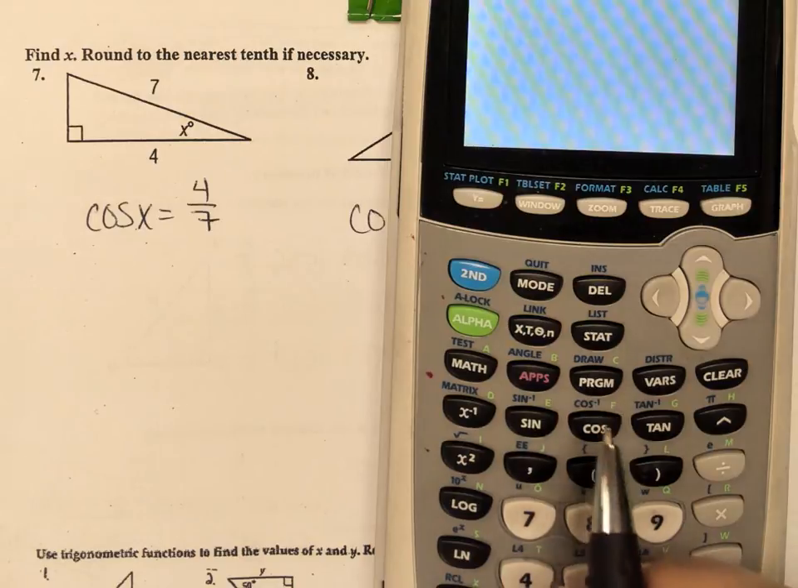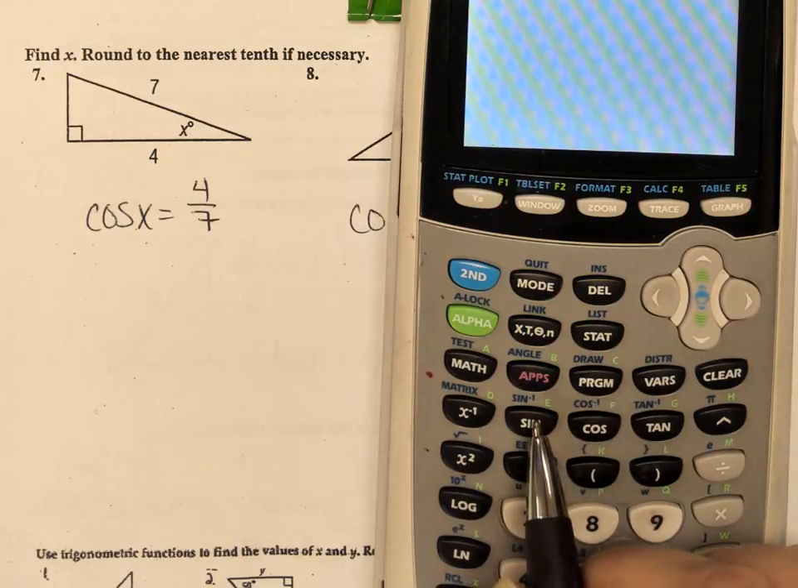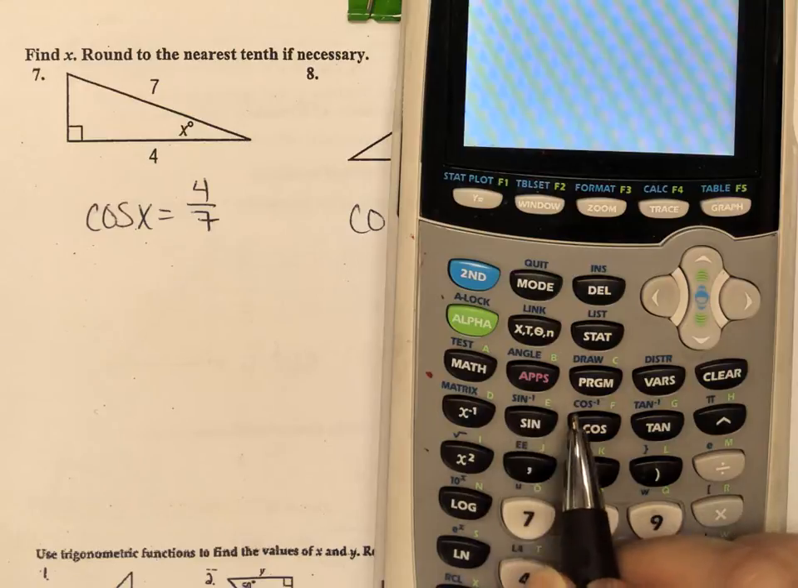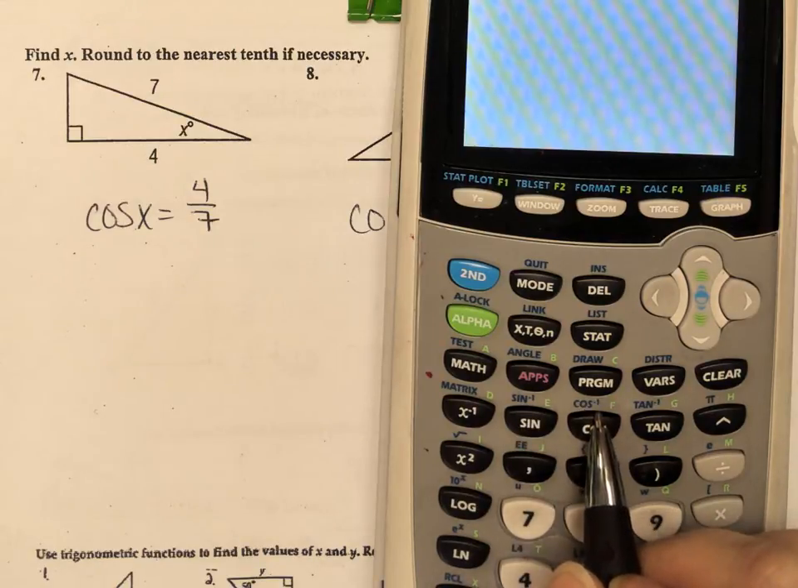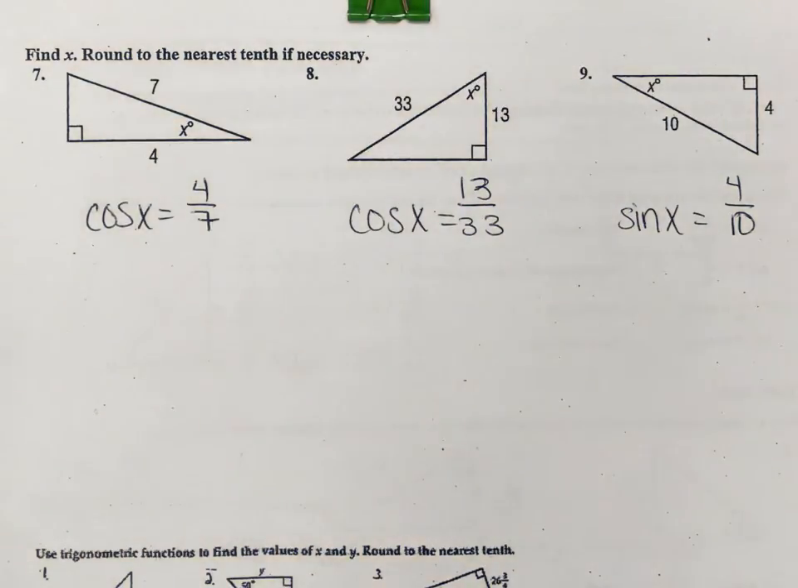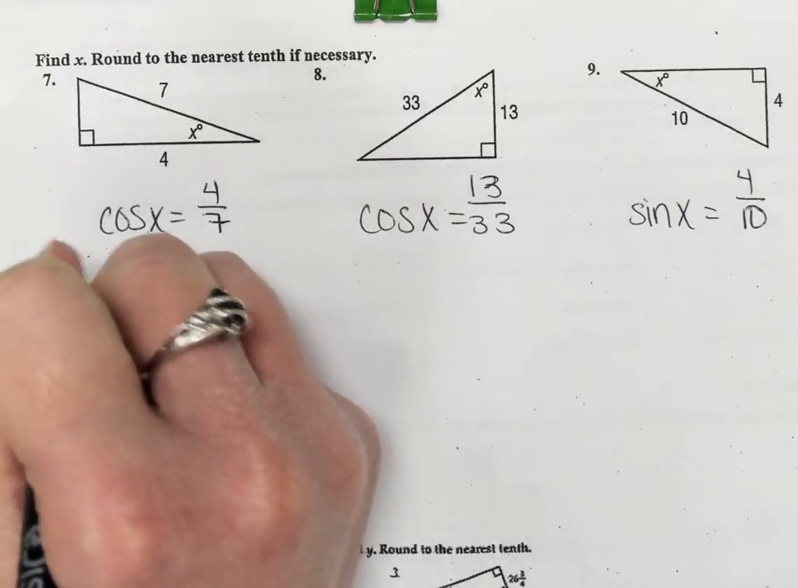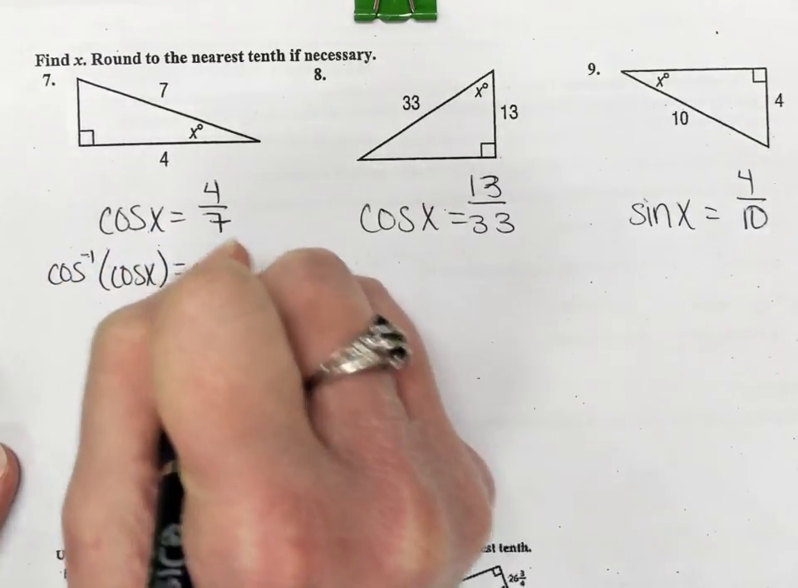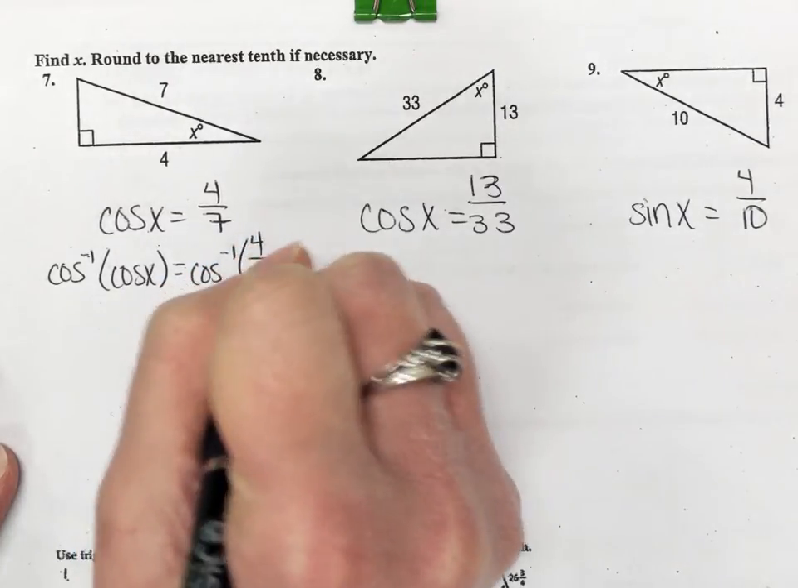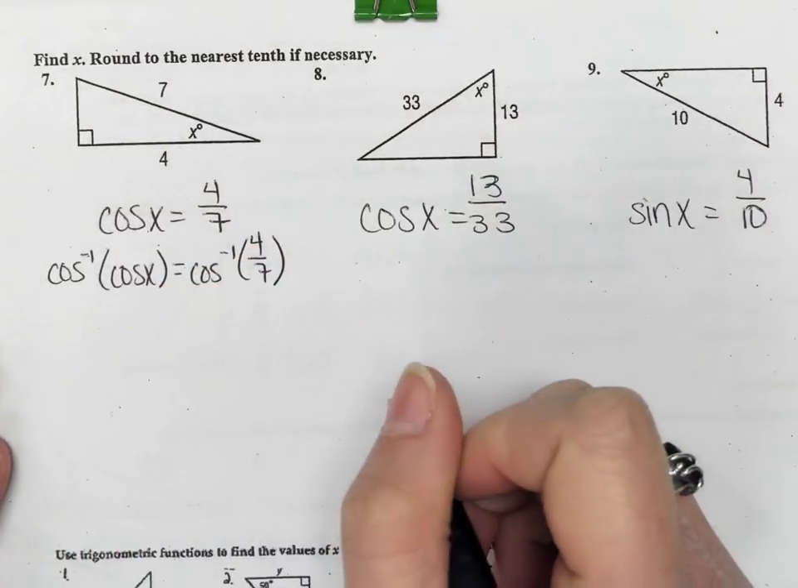You have to do the inverse of it, right? You remember what inverses were? We did them a while back. Okay, so how do I write the inverse of the cosine? Look on your calculator. What's in the blue or in the yellow? Cosine has got the little -1, right? Okay, so you're going to do the inverse cosine on both sides. Because if you do it to one side, you got to do it to the other side.